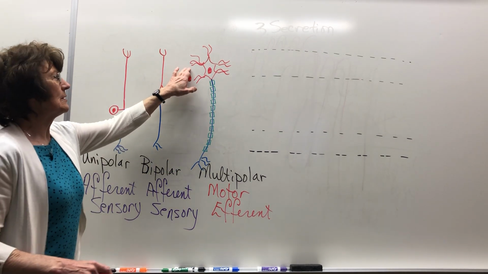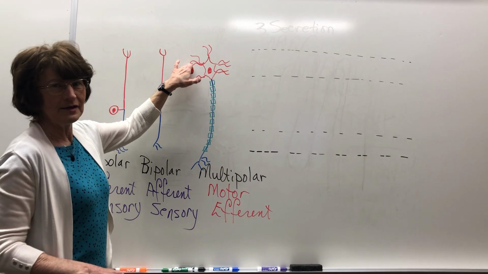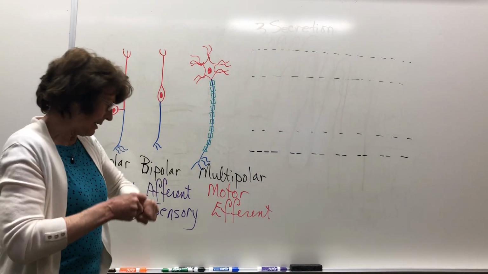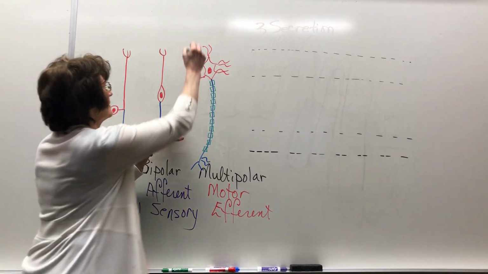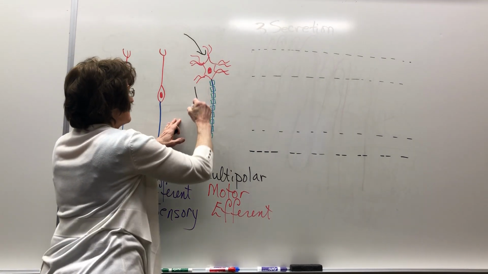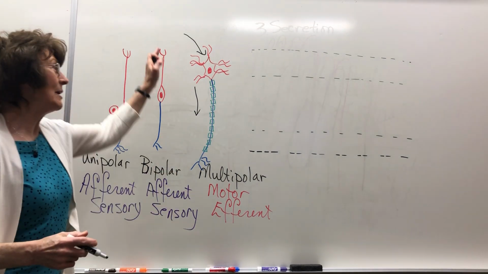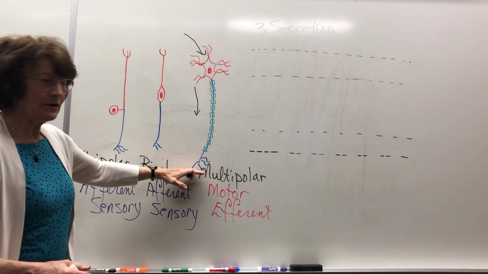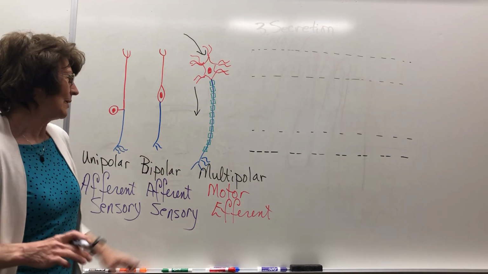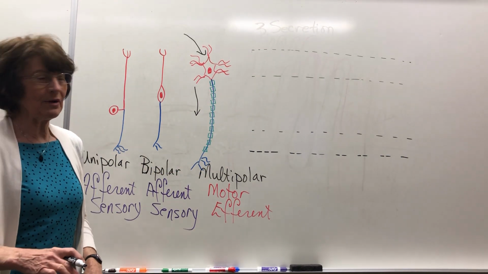What I want you to do is to recognize on here the dendrites. I'm sure that you're familiar with those. I'm going to put an arrow for the way the impulse is coming. Impulse coming like that. So it's coming in through the dendrites, going down to the axon terminals. Axon terminals, there's a synapse, that's where the neurotransmitter is going to be.